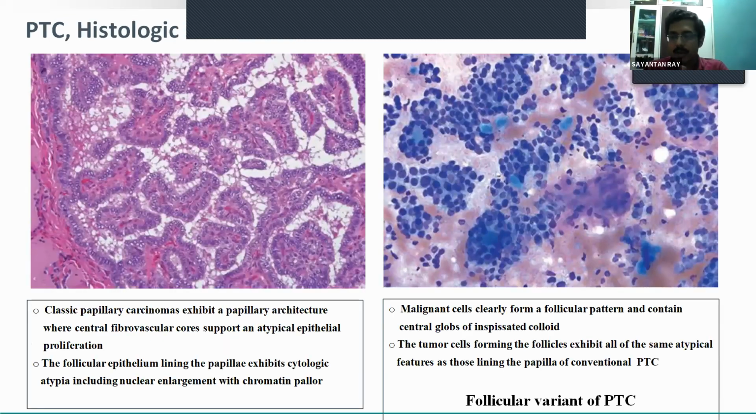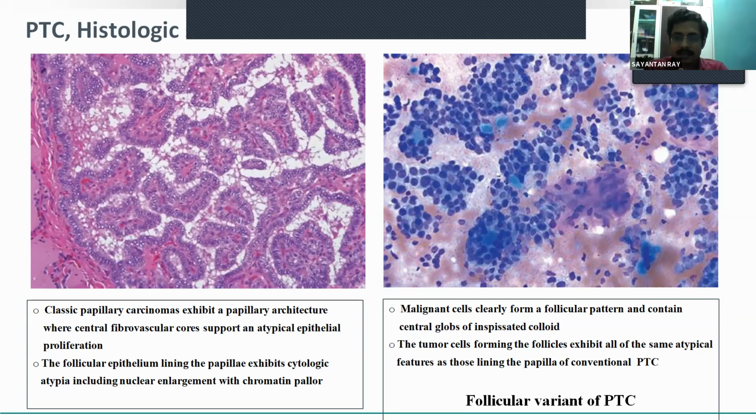Now, just one slide on histology. On the left, showing a typically branching papilla, and with this, characteristic nuclear features must be present. That is, the follicular epithelium that is lining the papilla usually exhibits a cytologic atypia, including nuclear enlargement, nuclear groove with chromatin pallor. And on the right side, you can see a completely different picture.